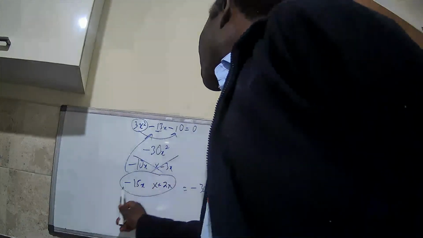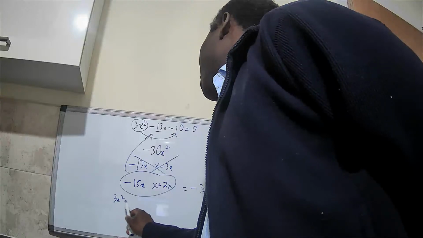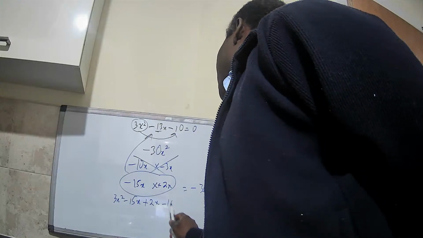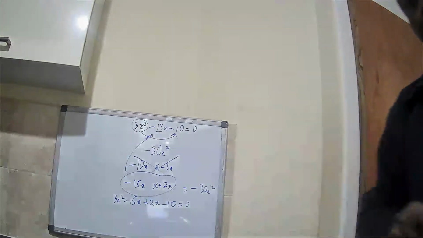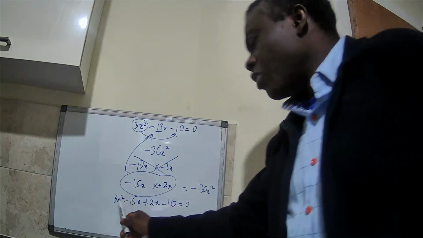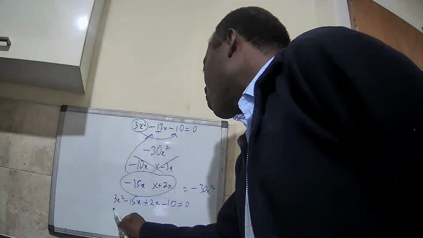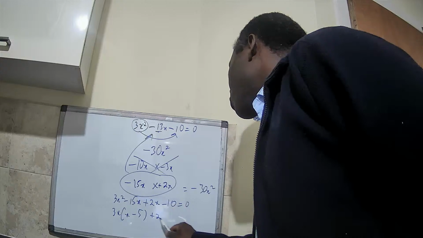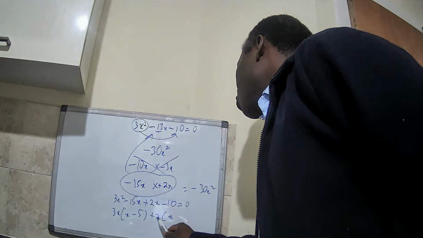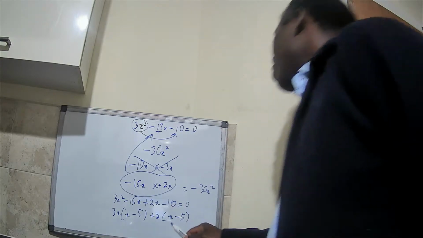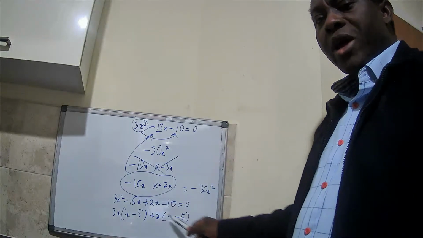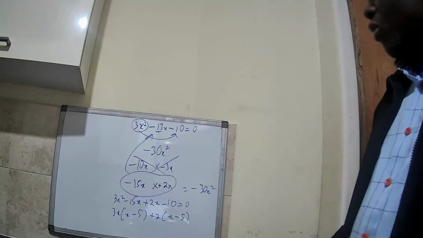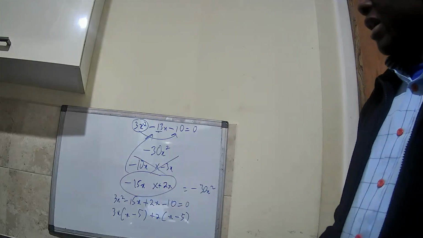Then what do we now have? The equation, you start with this: 3x squared minus 15x plus 2x minus 10 equals 0. What is common? 3x is common here, so we have 3x into bracket x minus 5. What is common here? Plus 2 into bracket x, and 2 will go in 10, that is minus 5. At this junction, you will know whether your answer is correct or not, because what is inside the two brackets must be the same. Once they are not the same, you have to cancel it and start afresh.